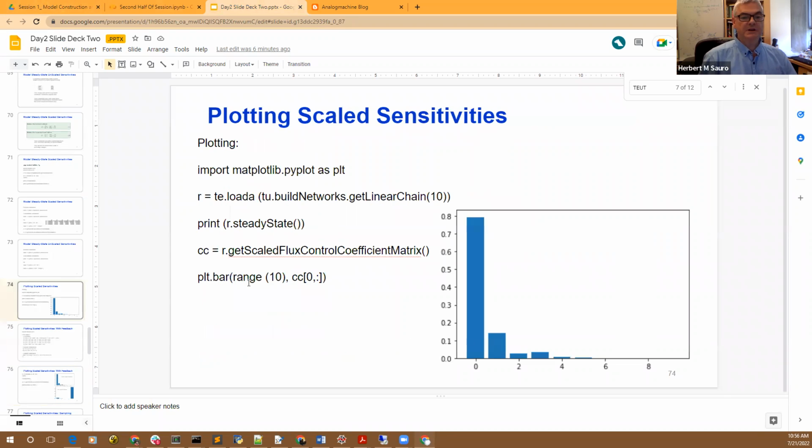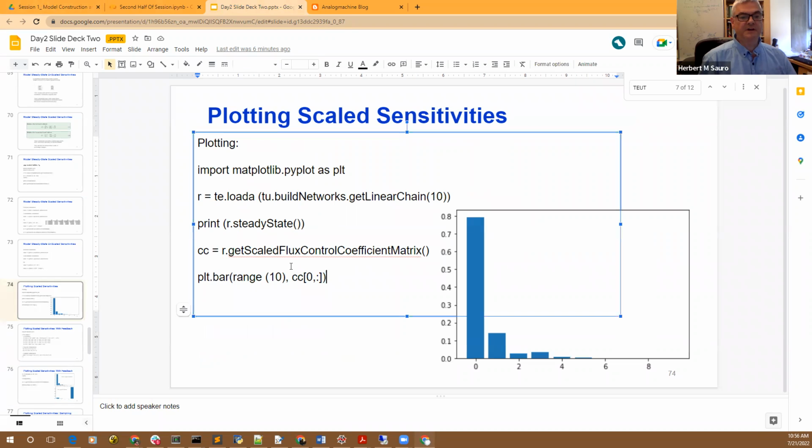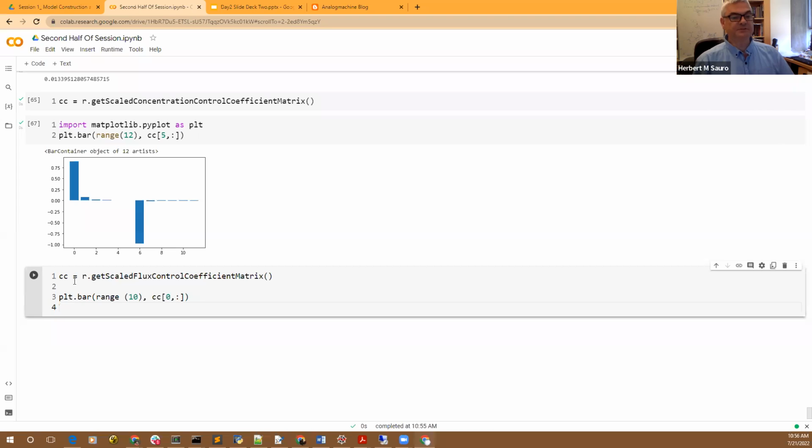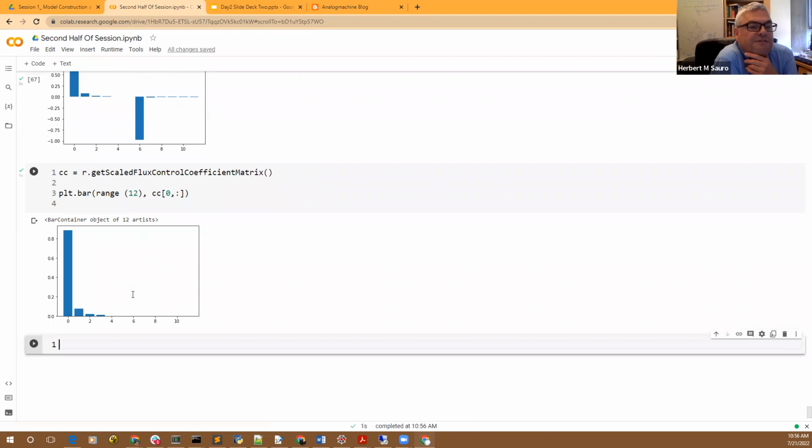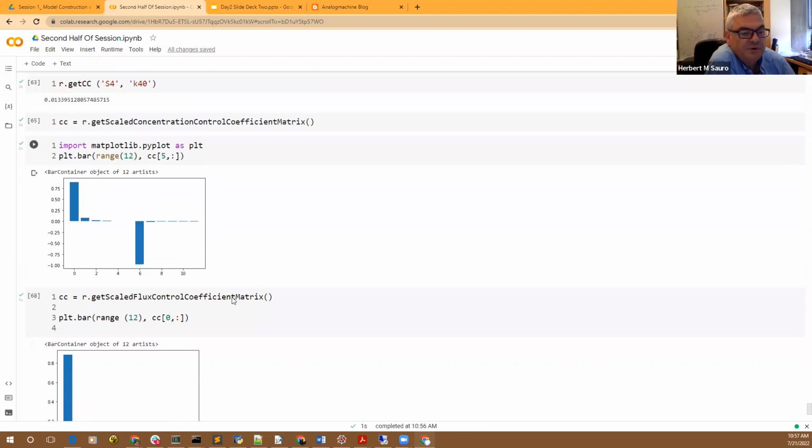Okay, so let me get the flux ones, because I'm going to show you something. What I'm going to do here is compute the flux ones, and that should be 12 now. I'm going to plot the range of flux control along the pathway. So this is step 0 all the way up to, well, should be 11 or 12.